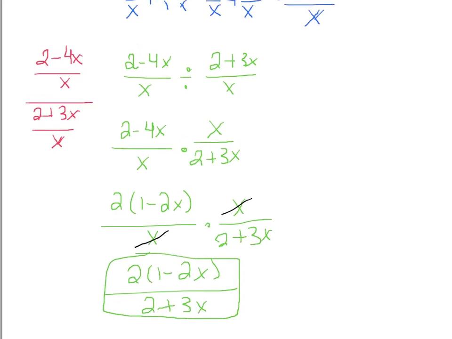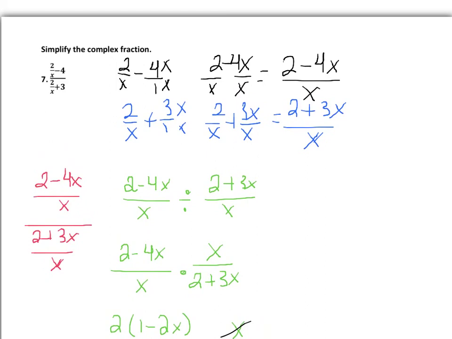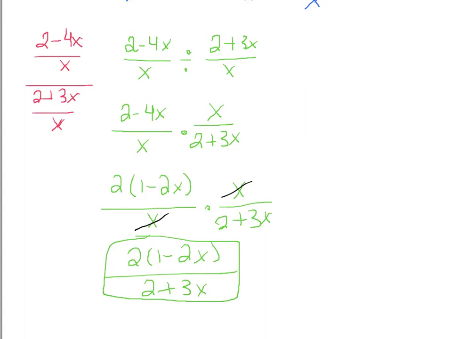Okay, so let's review here. First thing I did, subtracted the top. Second thing, added the bottom. Copied it back down. Changed it to the standard division problem, multiplied by the reciprocal, factored and simplified, wrote the final answer in factored form. Okay? Let's try another one.